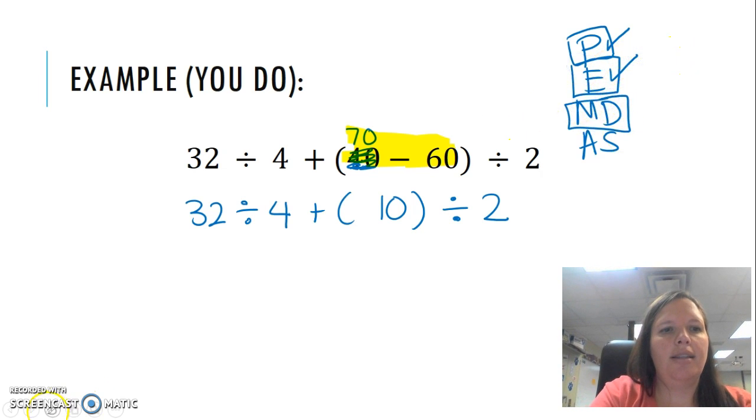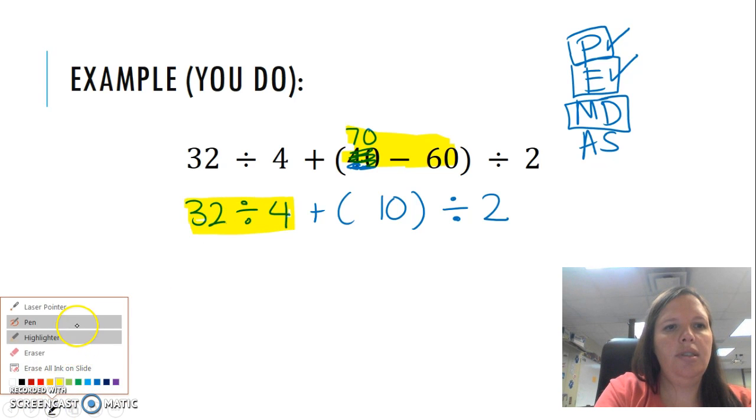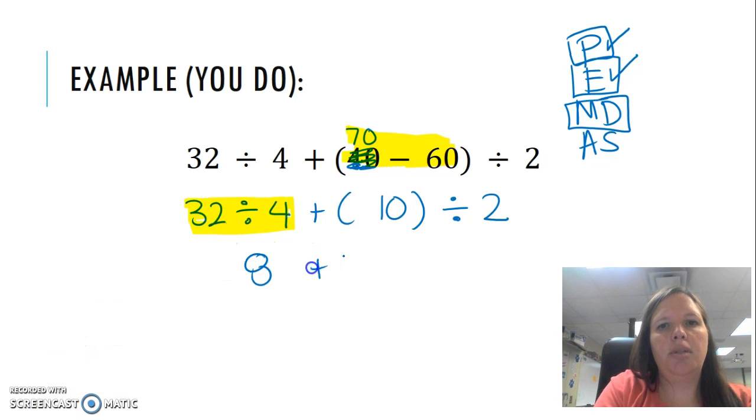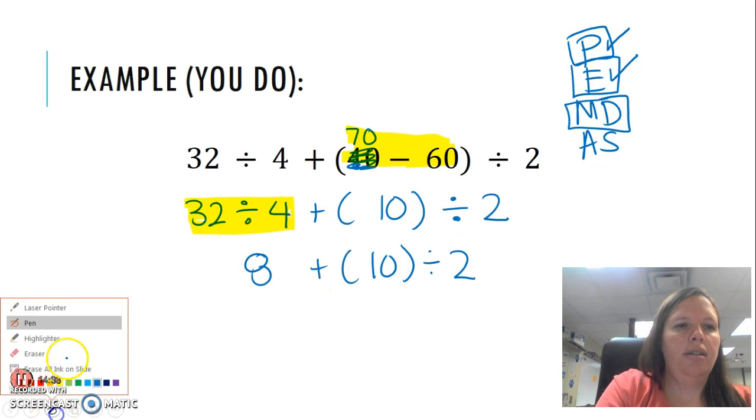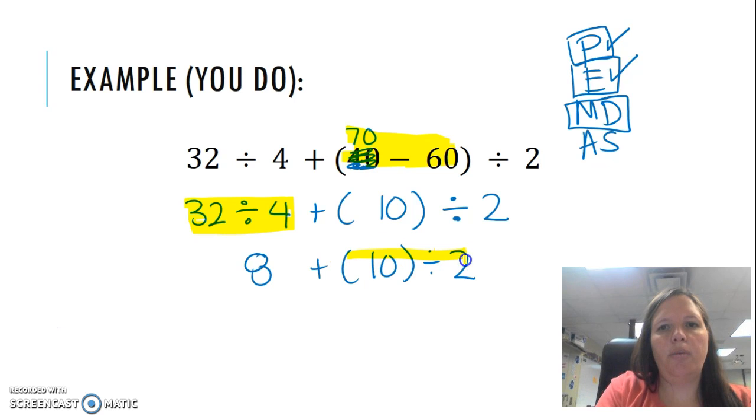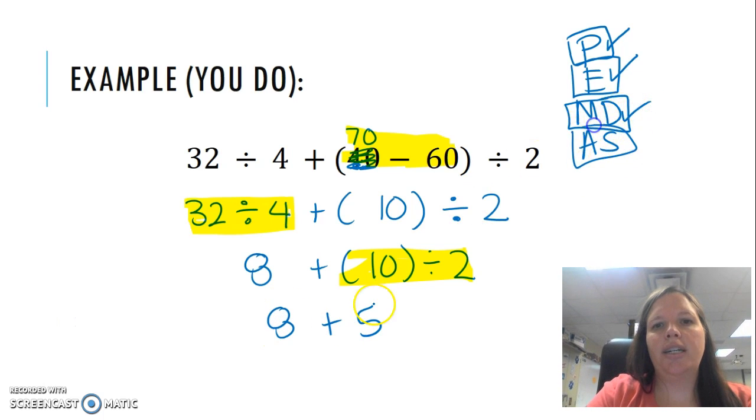Multiplication, division. Okay, this is where you've got to be careful. Left side to right side. There's our first instance of multiplication or division. 32 divided by 4 gives me 8 plus 10 divided by 2. Next instance is on the right side here, and I have 10 divided by 2, which leaves me with 8 plus 5. Addition, subtraction, answer is 13.